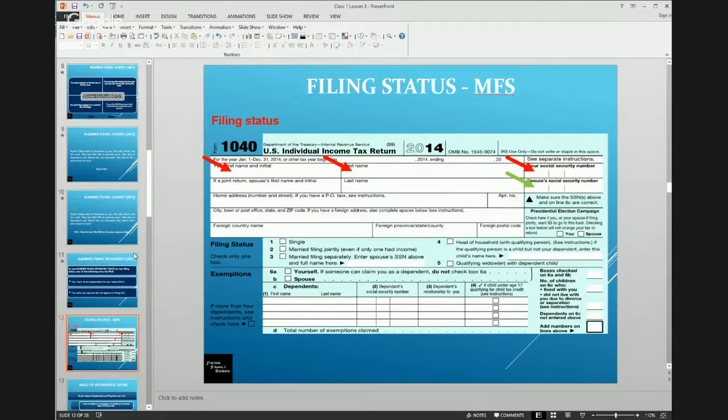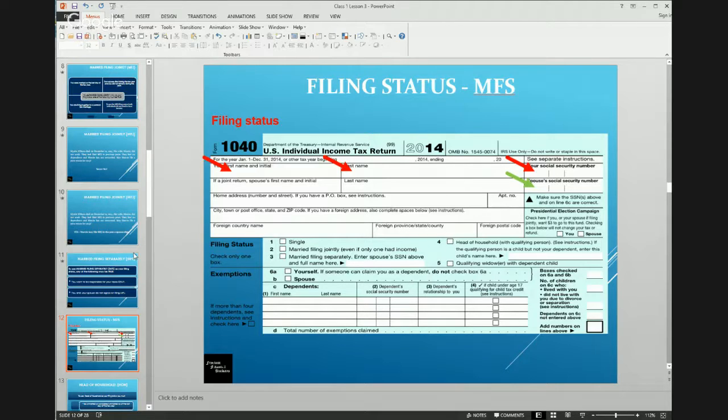The other spouse would be on the top line of their own return. So on this return, you would have the spouse's first and last name and the social security number of the filing spouse would be the information that's in red. The spouse that is not going to be on the return, all you would do is put their social security number in where the green arrow is.